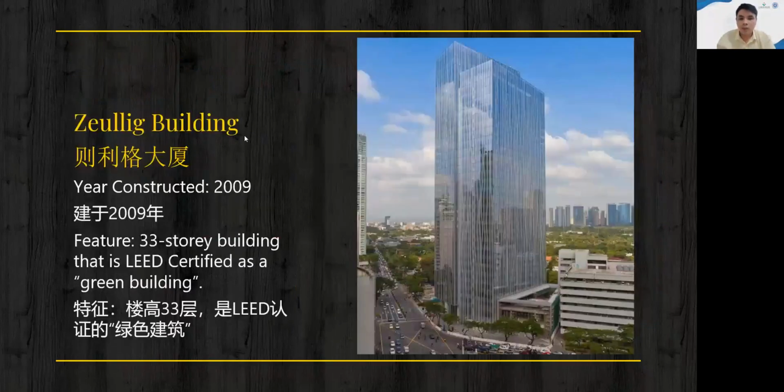And another one is the Zuellig building. It was constructed in 2009. It is a 33-story building that is LEED certified as a green building. When we say it is a green building, it was able to meet certain qualifications such as sustainability, energy efficiency, and indoor environment quality. By the way, the entire building is clad with glass that makes it use the sunlight efficiently during daytime.